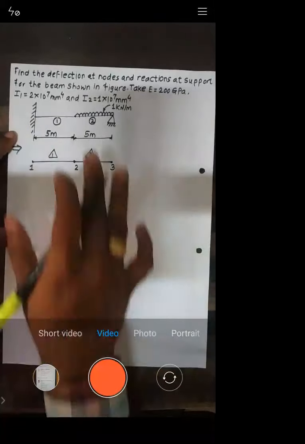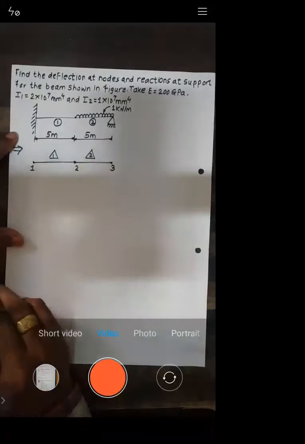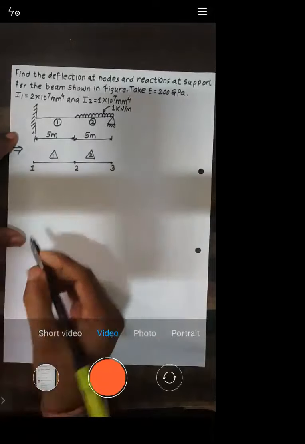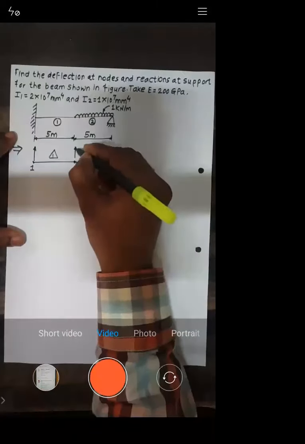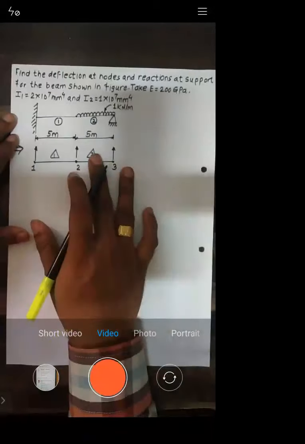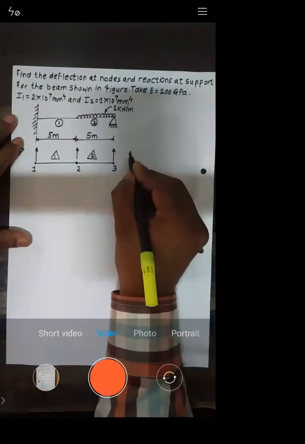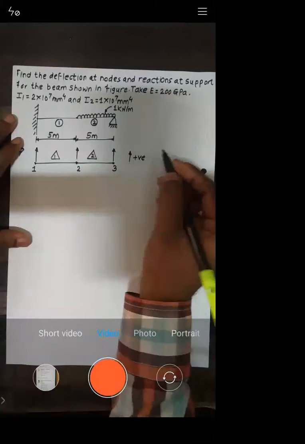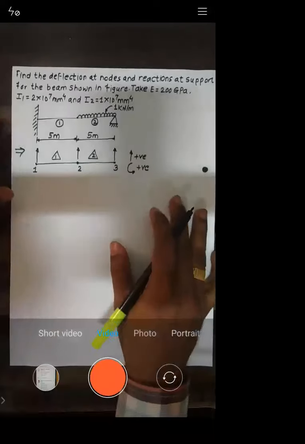As I told you, for the problem of beam there are two types of displacement. One is linear displacement, and second is angular displacement. Linear displacement will be in the vertical direction. I don't know whether it is going upward or downward, so I will assume upward positive. At the same time, I will take anti-clockwise positive. This is my assumption.